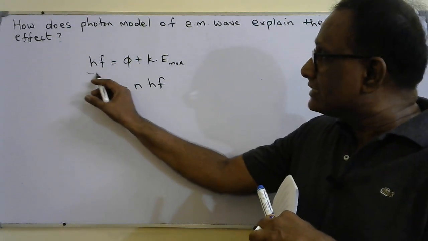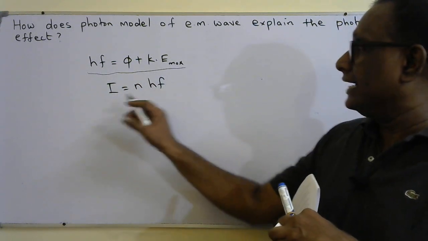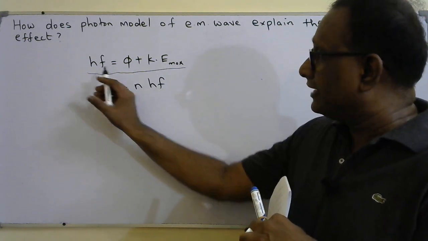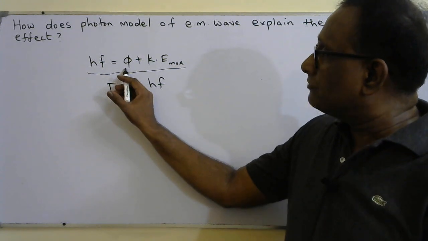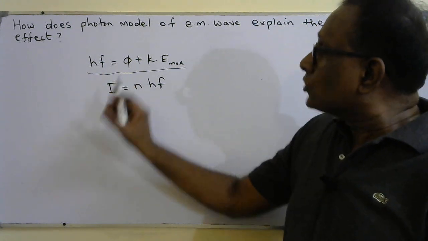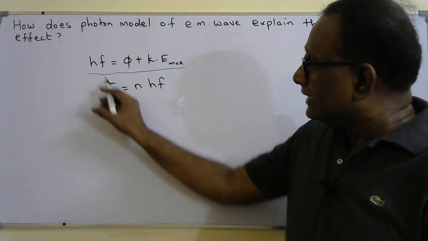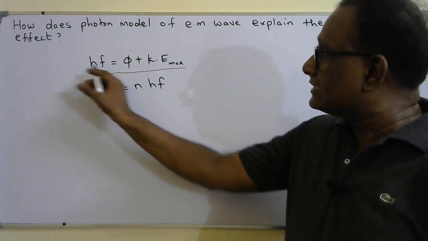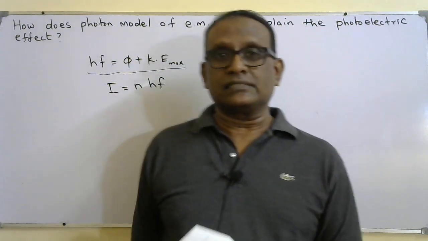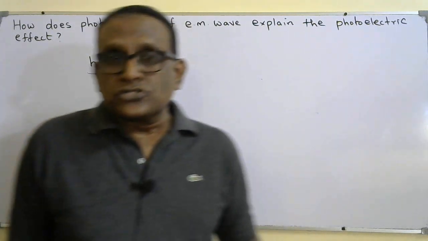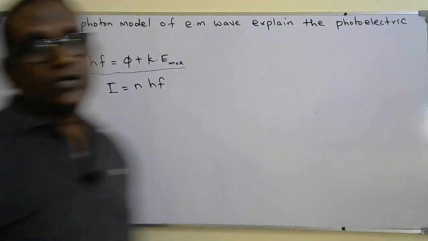But in this equation there is no change because you are not changing the frequency. So hf is not changing. The work function is constant for a particular type of metal. So even when you increase the intensity, there is no change in this equation. Nothing is changing, so the kinetic energy will remain constant. So that problem is also solved by using the photon model.